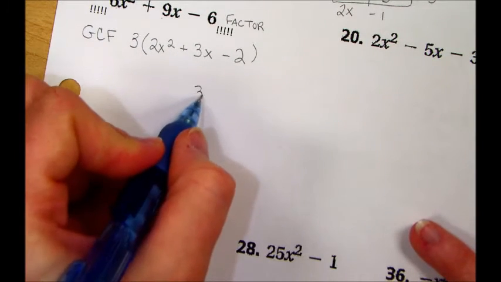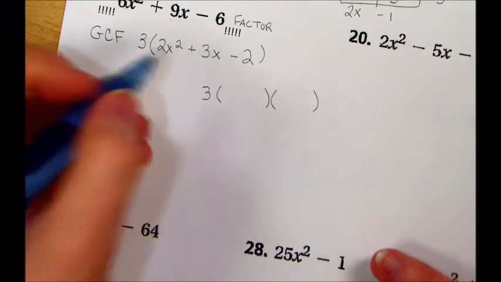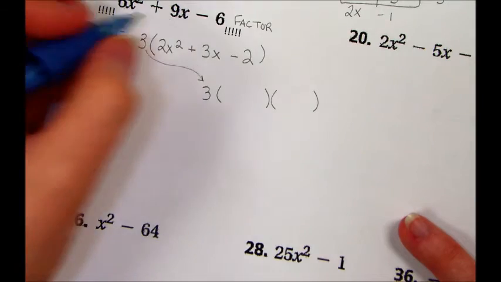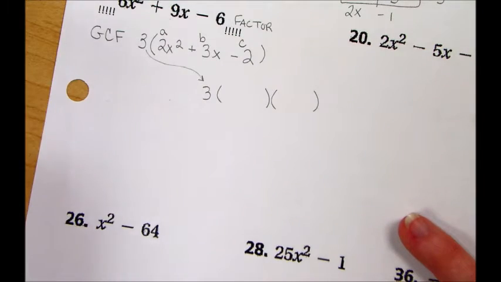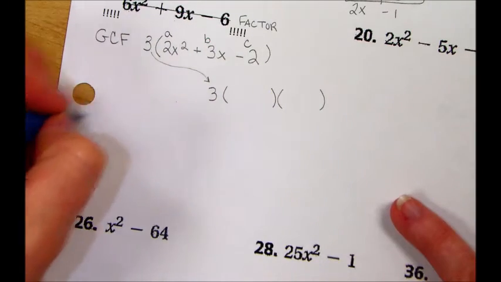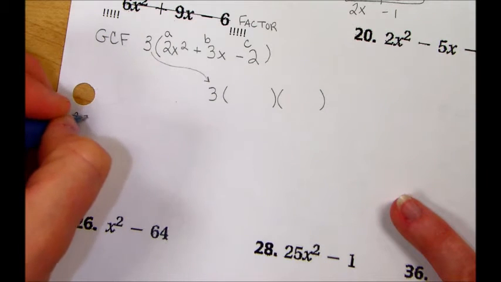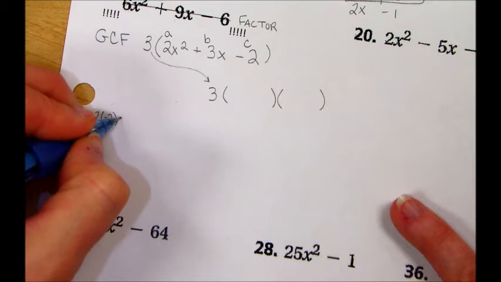So I'm going to actually do that so that when I get my parentheses, I don't forget my 3 out in front. We're going to go ahead and find A, B, and C now. You will not use these original numbers anymore. So we need to do A times C, which is 2 times negative 2, which is negative 4.